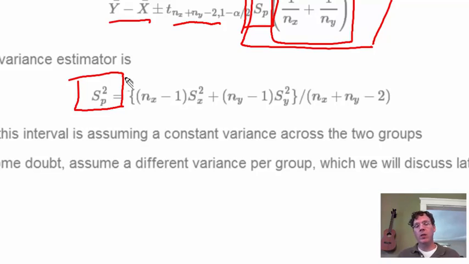However, if we have different sample sizes, we'd like to weight the variance estimate from group 1 more than we weight the variance estimate from group 2, and that is exactly what the pooled variance estimate does. If in fact you have equal numbers of observations in both groups, nx is equal to ny, then the pooled variance is the simple average of the variance from the x group and the variance from the y group.